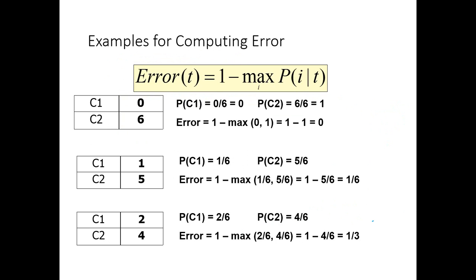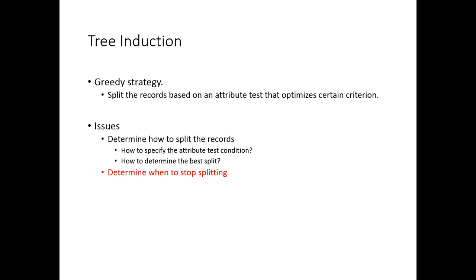Okay, so here is an example. How do you calculate this? The probability of C1 in this case is 0 by 6, which is 0. The probability of C2 is 6 by 6, which is 1. So error is nothing but 1 minus the maximum of 0 and 1. The maximum of 0 and 1 is 1, and 1 minus 1 is 0. Easy. In the next node, the probability of C1 is 1 by 6 and C2 is 5 by 6. The maximum of that is 5 by 6, so 1 minus 5 by 6 is 1 by 6. That's the way you calculate the misclassification error.